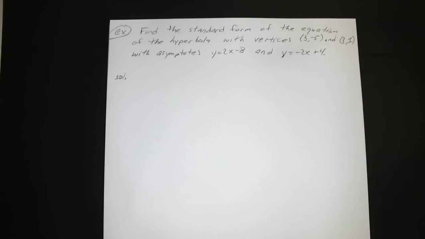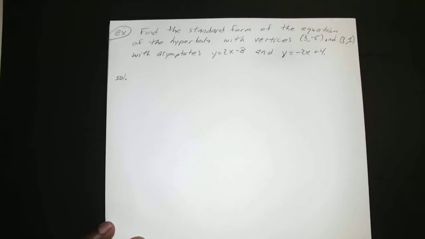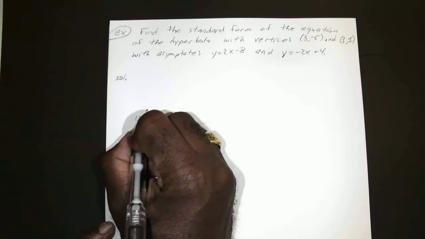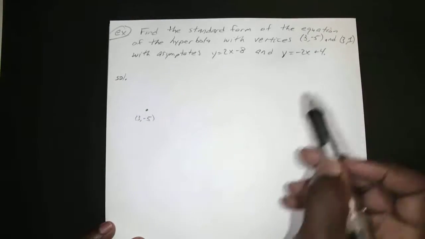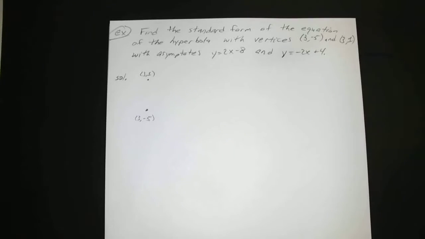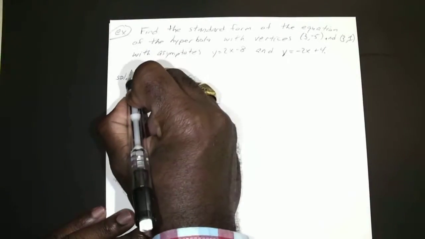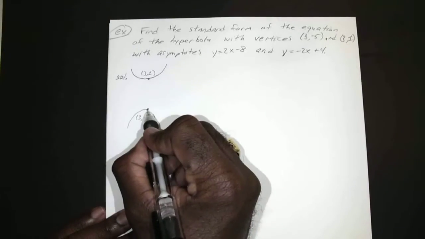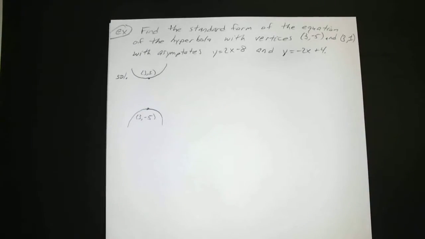Now, if we went ahead and just made a quick plot of those two vertices, let's say you had (3, -5) and (3, 1), you know it's vertical. Okay, so those are your vertices, so we know your graph is going to go through those points. So we know the center is going to be right between those two.